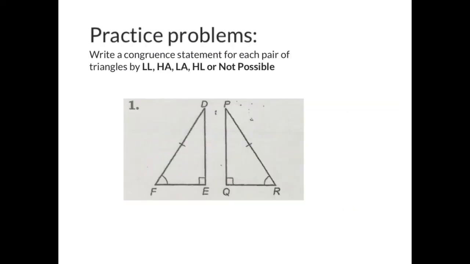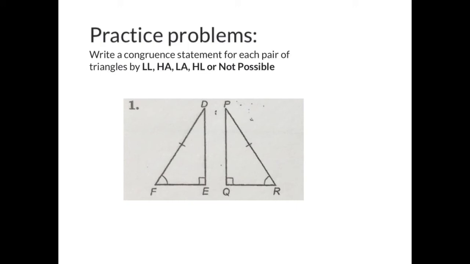All right, so practice problems. We're going to write a congruence statement for each pair of triangles using either leg, leg, hypotenuse, angle, leg, angle, or hypotenuse, leg. And if we don't have any of those four things, then we will write not possible. All of these examples will be right triangles.